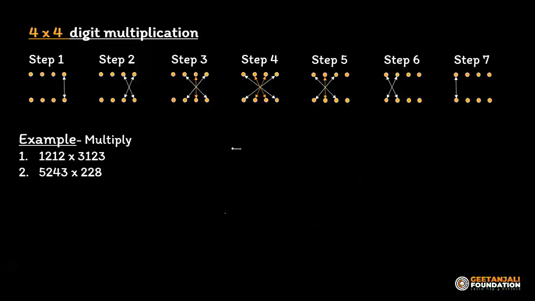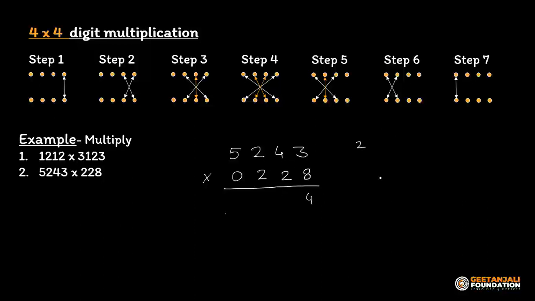So now the number is 5243 times 228. Now you can see this is 4-digit number, this is 3-digit number. We can follow same steps which we are following for 4 by 4. What we will do, we will add 0 just before the number and multiply. Start from the rightmost. 8 3s are 24. 2 carry we will write here.